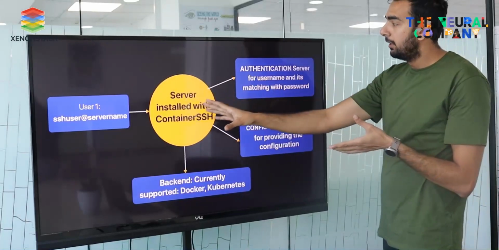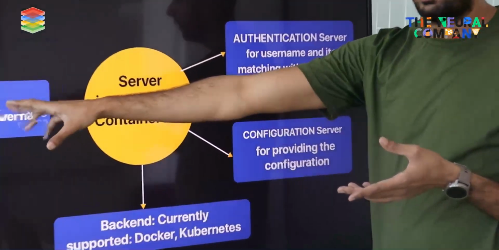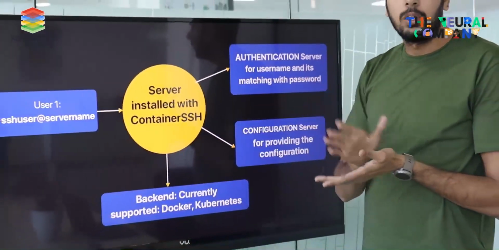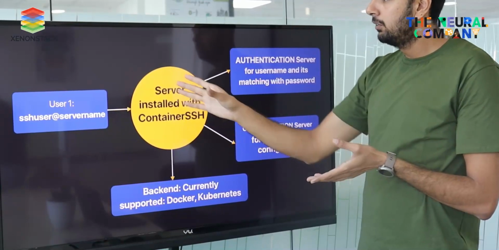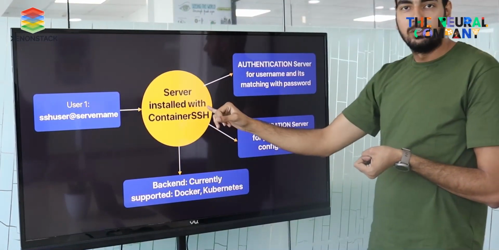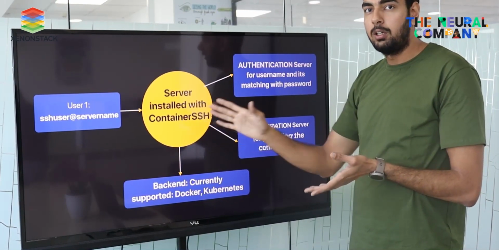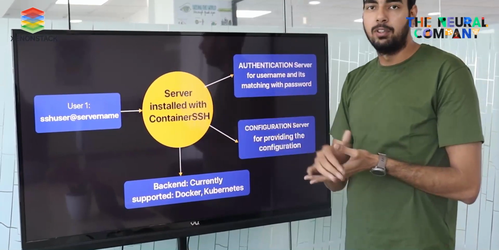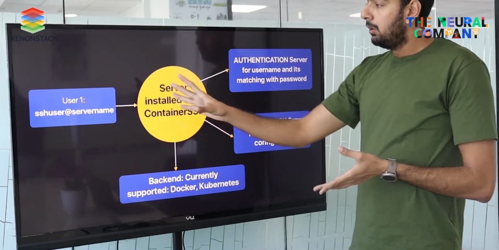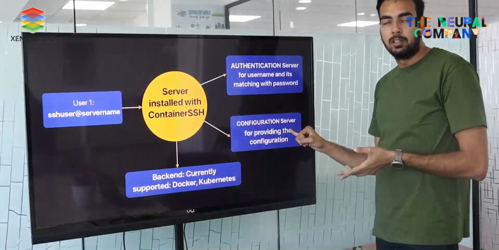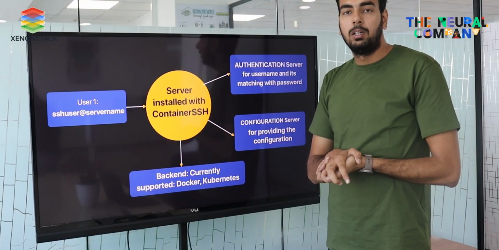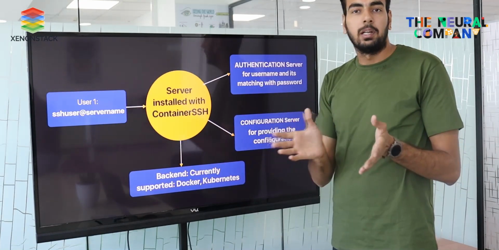Now first of all, this server will be checking the authentication of user one. Let us suppose user one types a wrong password or the password does not match the username. In that case, the authentication server will respond to the server on which ContainerSSH is installed and tell it that the user is not confirmed. After the successful authentication of user 1, the server will reach out to the configuration server. This configuration server will have all the dependencies and all the code that is required for a particular environment.